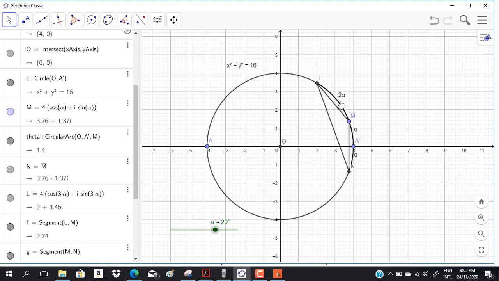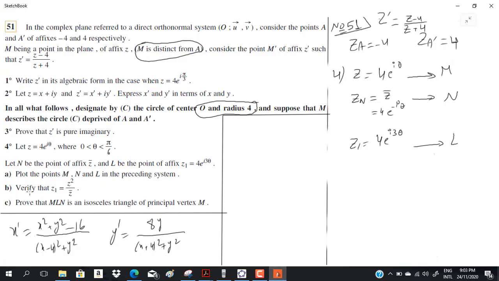Okay, this is alpha, this remains 2 alpha, so it becomes 3 alpha. In the exercise, they wrote theta; I couldn't find theta, so I used alpha. Okay, I'm going to assume that the argument is alpha. Alpha is the angle between 0 and pi over 6, and M and N are points defined according to M. N is the conjugate, and L is the point of the complex number of argument 3 alpha, meaning alpha plus 2 alpha, which is three times alpha. Okay, now we did represent them using GeoGebra.